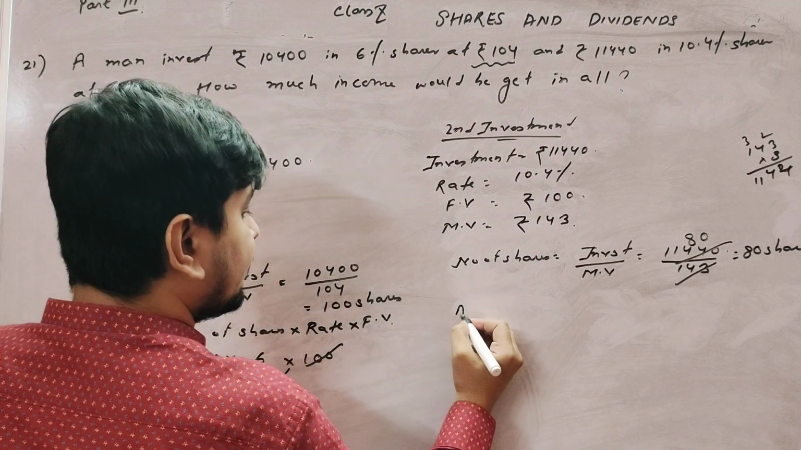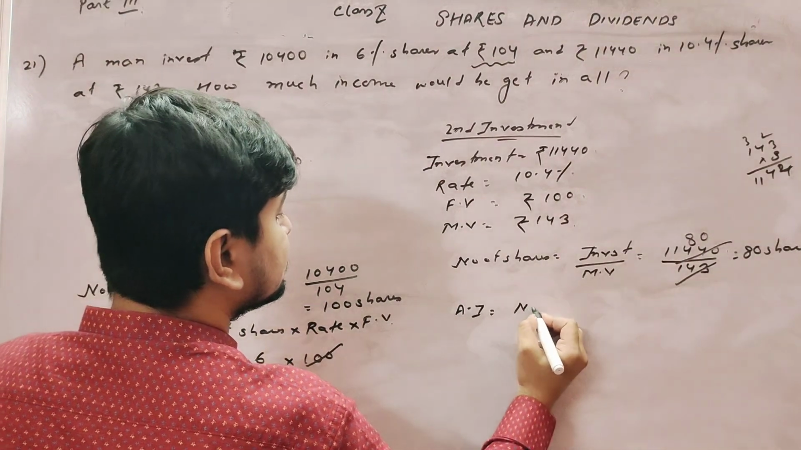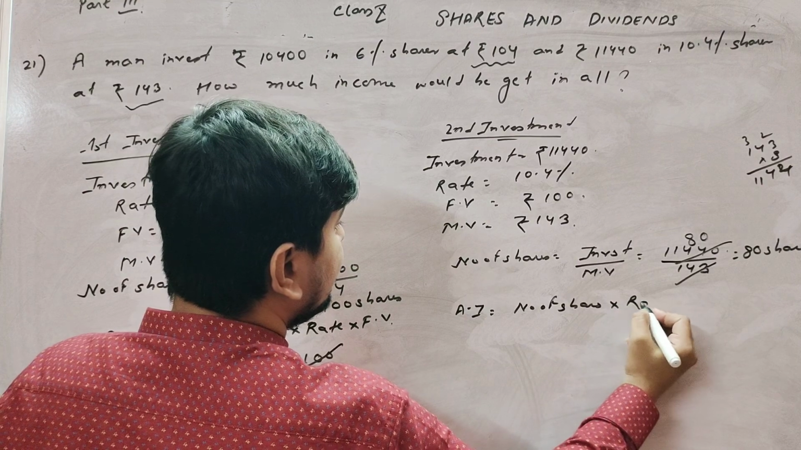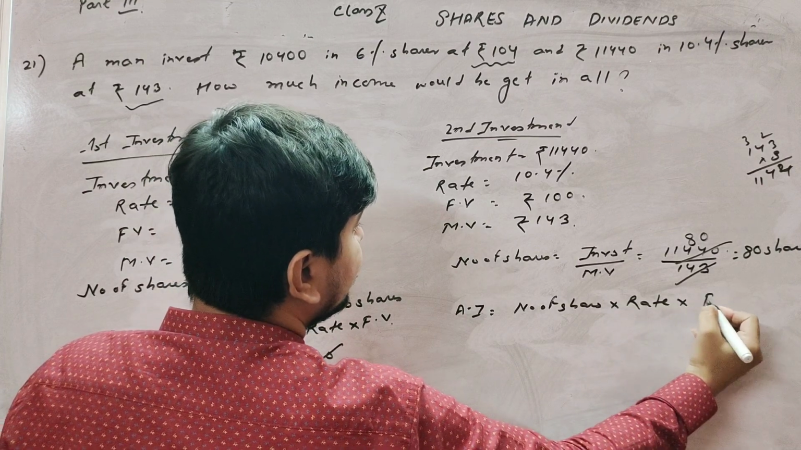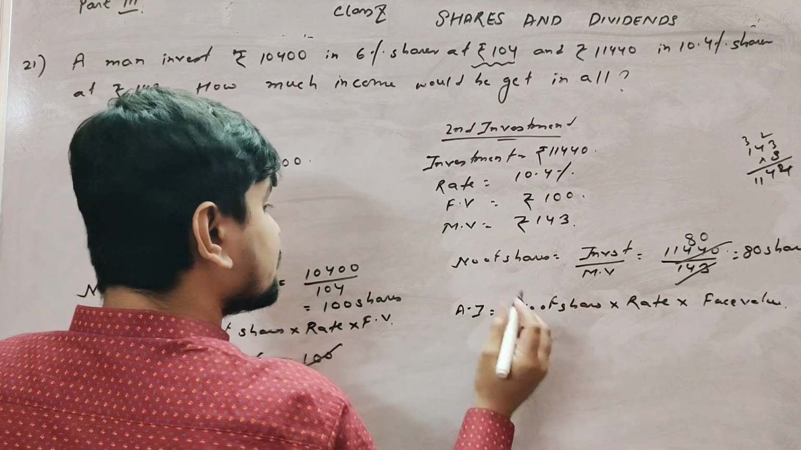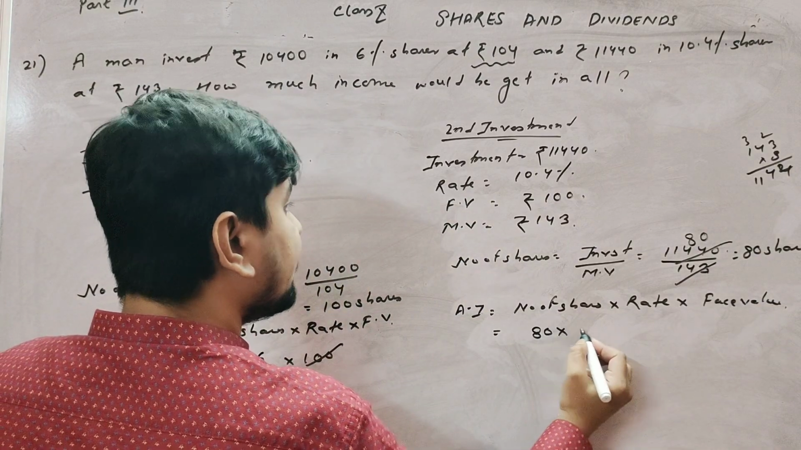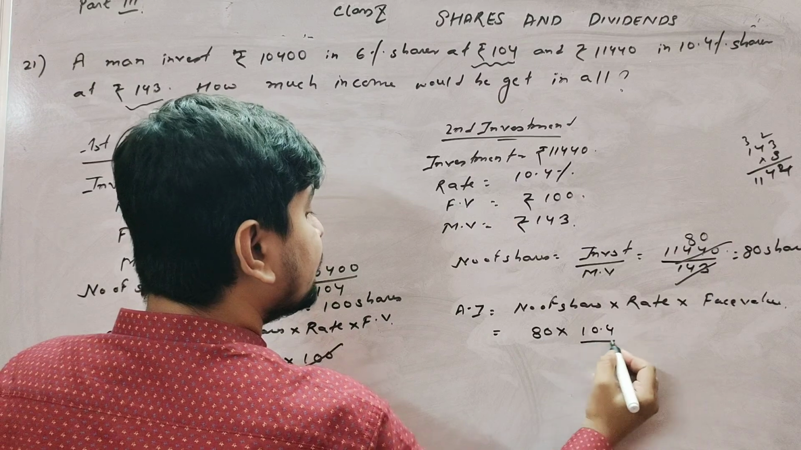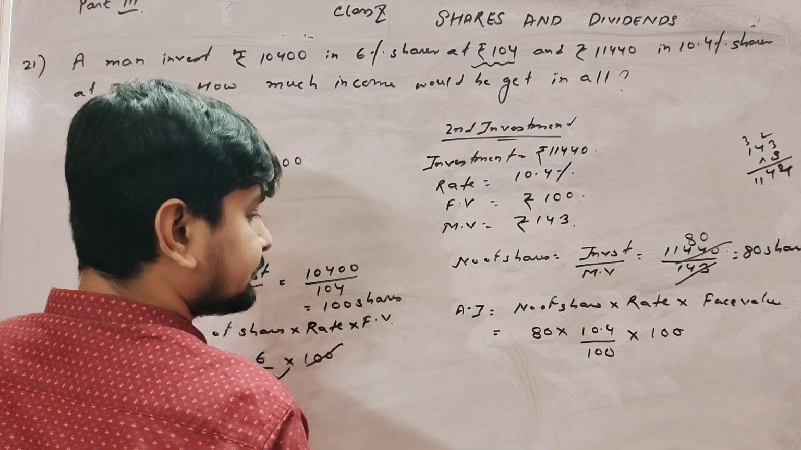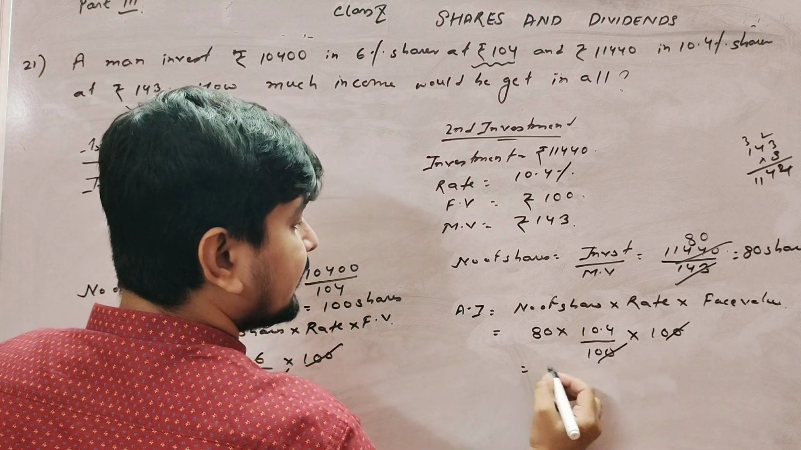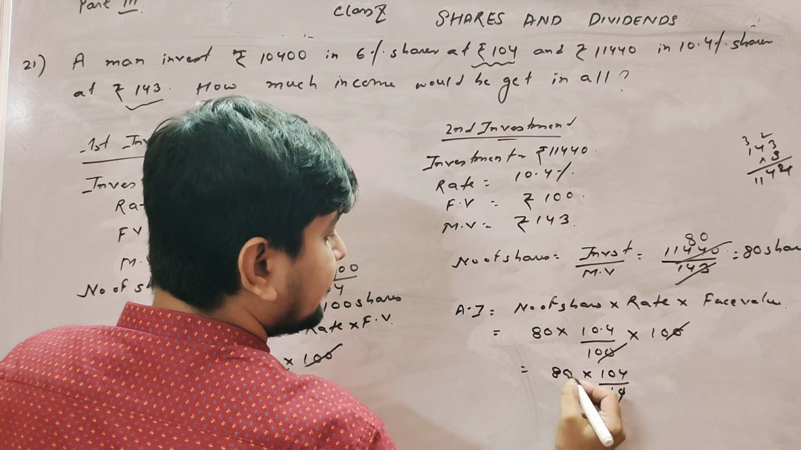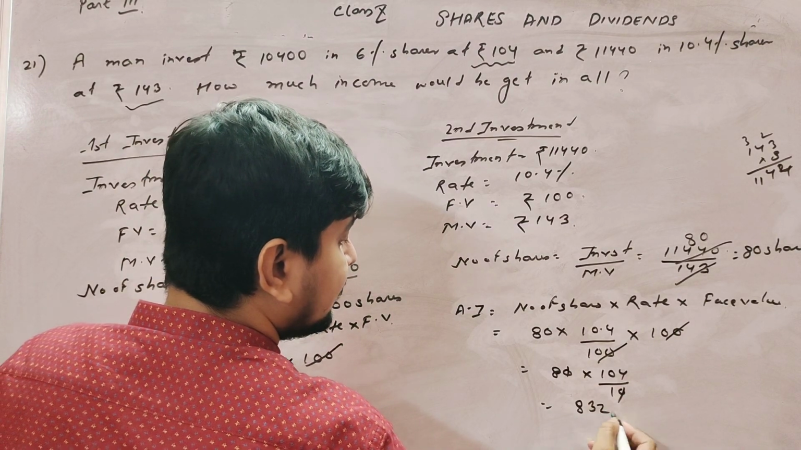Clear? Now annual income, number of shares into rate into face value. Okay, rate of dividend. So number of shares is 80, rate is 10.4% into face value is 100. So 100 and cut it down, 80 into 104 by 10, that is 832.